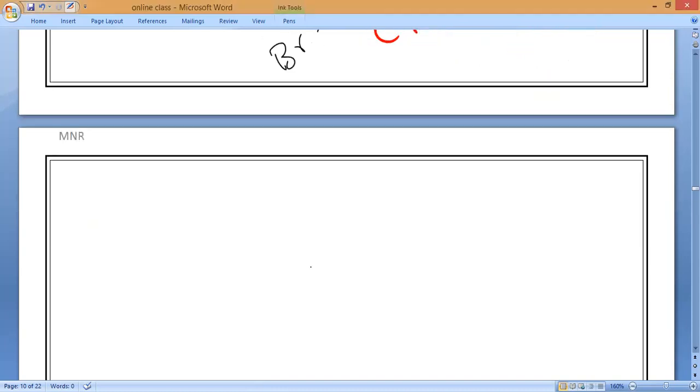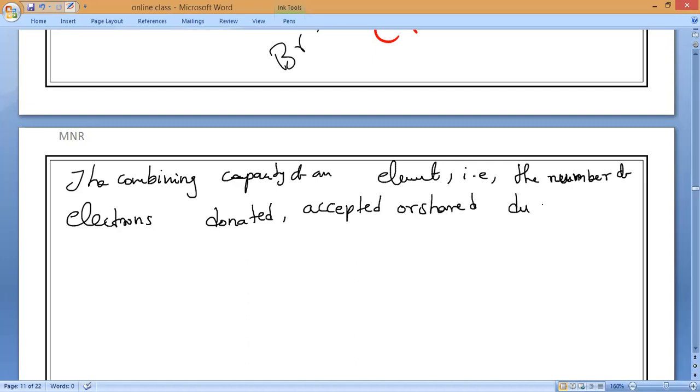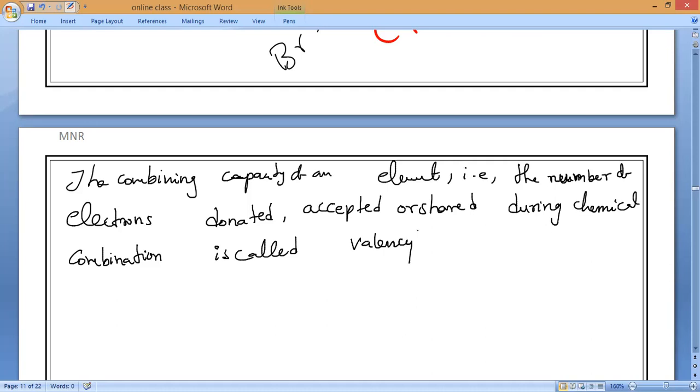The combining capacity of an element, that is the number of electrons, either donated or accepted or received or shared during chemical combination, is called what, guys? Valency. Please write.